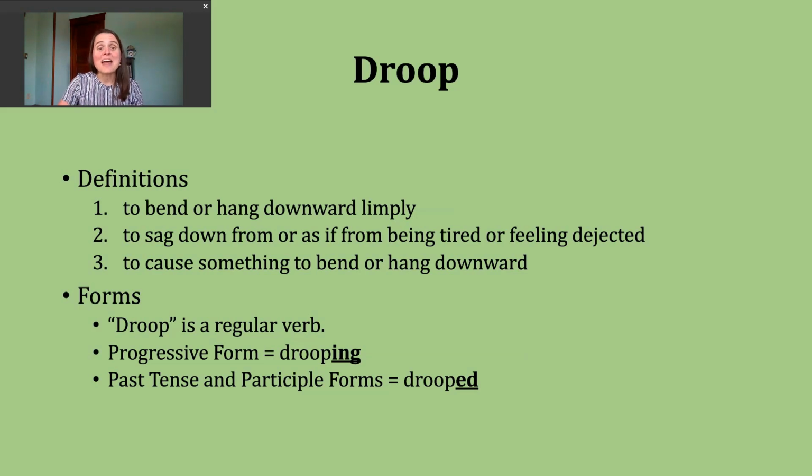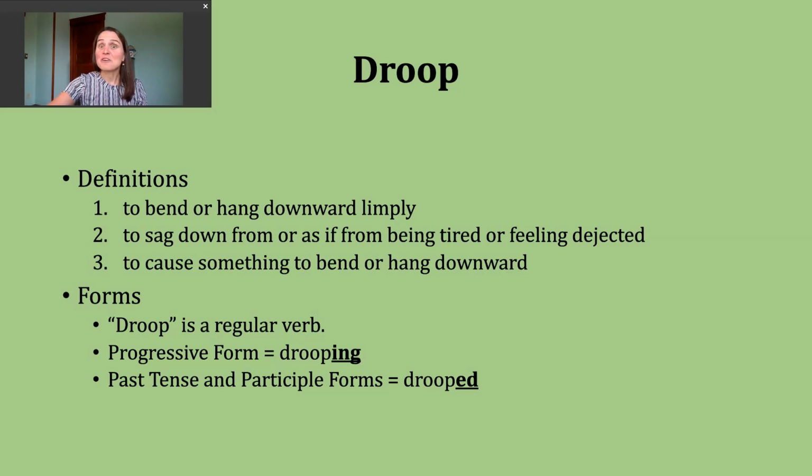You should know that droop is a regular verb. To make the progressive form of this verb, all I'm going to do is add ing to form drooping. The past tense and participle forms of this verb can be made by adding ed. Our base verb, droop, ends with this unvoiced p sound. This means that when we add the ed ending, we're going to make a t sound. So it should sound like this: drooped, drooped.